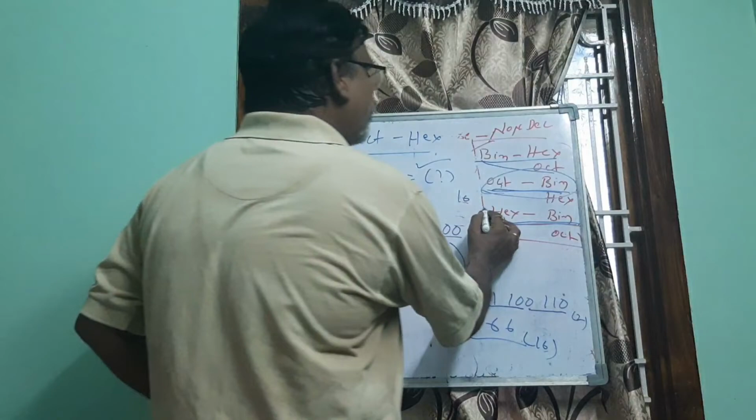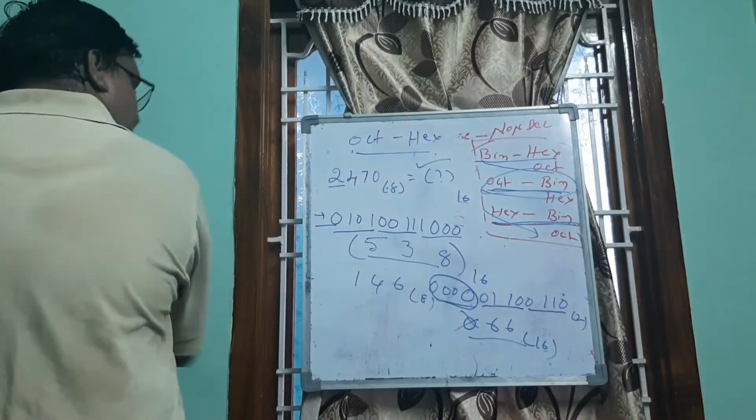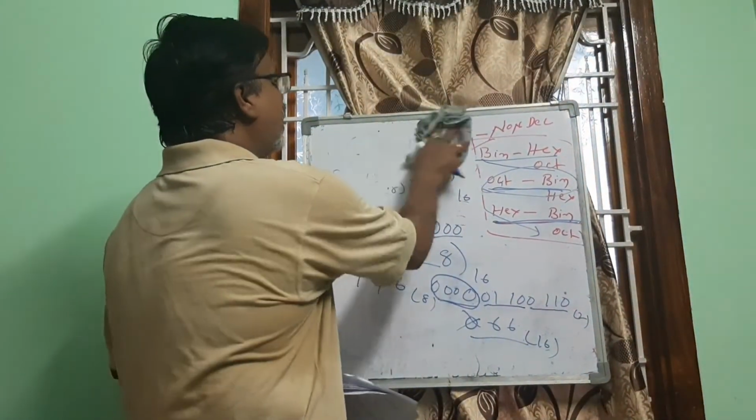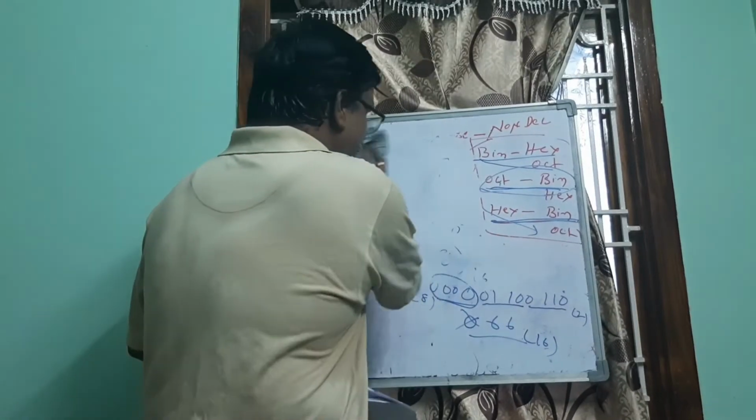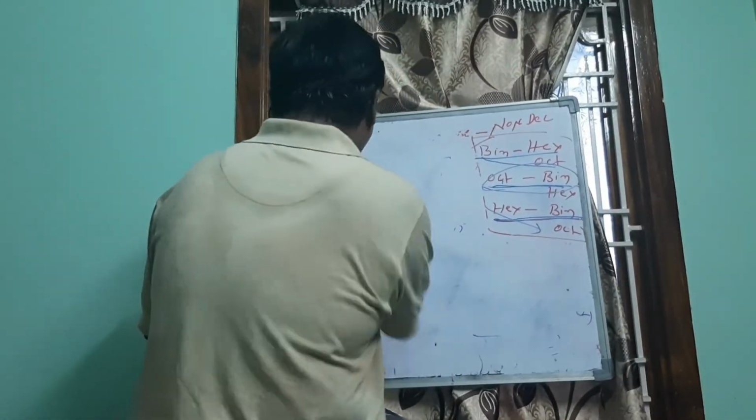Now you just go for the last combination, that is hexadecimal to octal. How you are going to convert a hexadecimal number to octal, we see here.